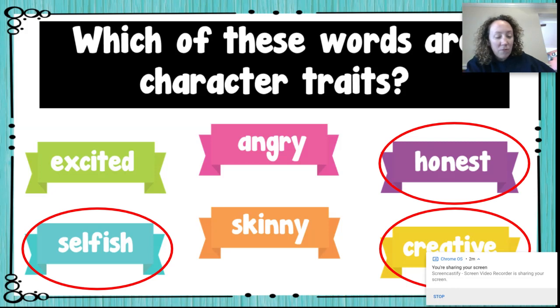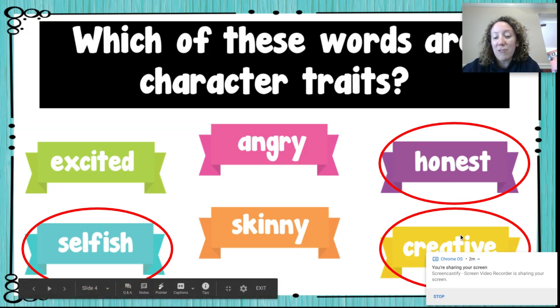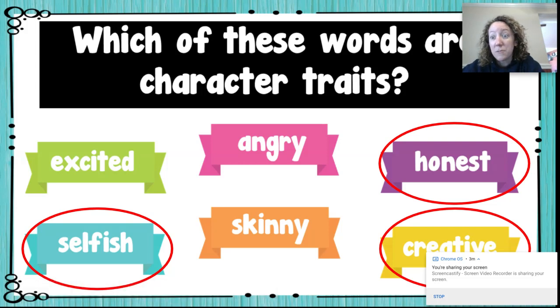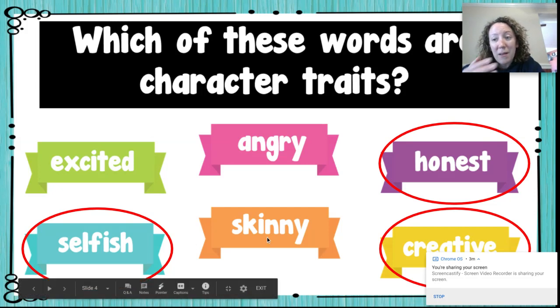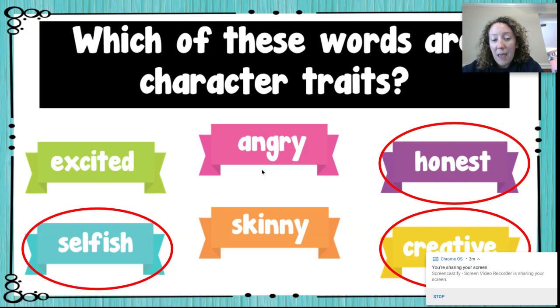Good job. If you chose honest, selfish, and creative as character traits, you were right. Excited would be a moment in time, right? Like Christmas morning or my birthday morning, I'm super excited. I'm not super excited all the time, right? Skinny would be a word that's describing somebody on the outside, okay? Angry is something everybody feels at some point, right? You just wouldn't describe a person as always being angry.